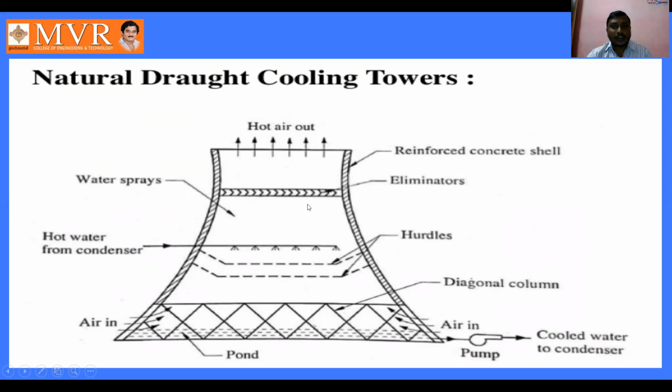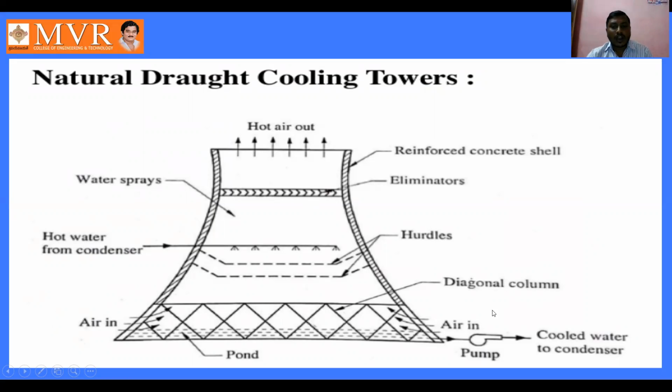The hot air is going to evaporate outside, and the remaining water is going to enter the sump here, and it is going to be sent to the condenser again by using this pump. This is what we have about the natural draft cooling tower.